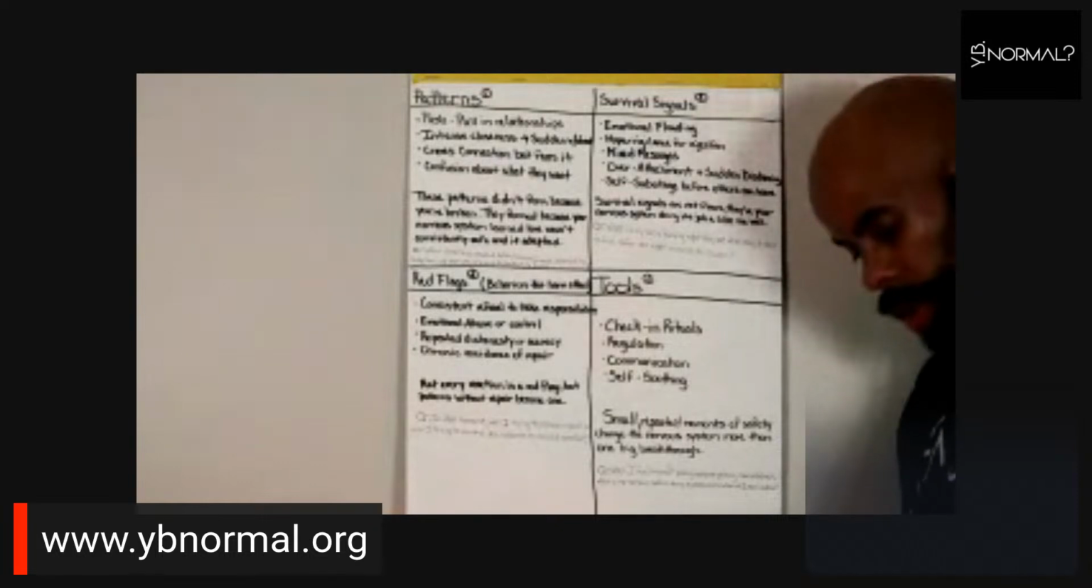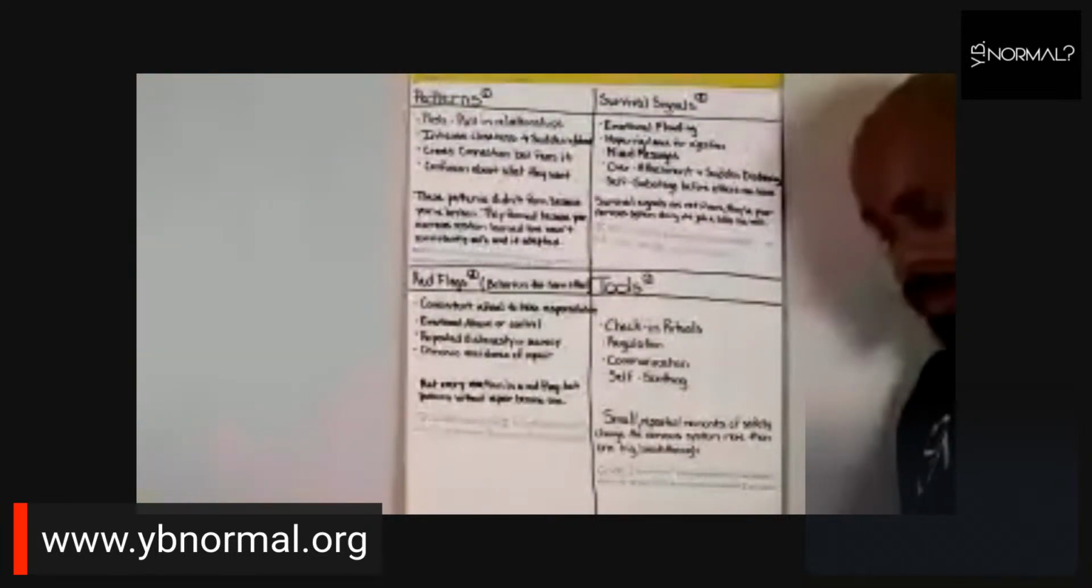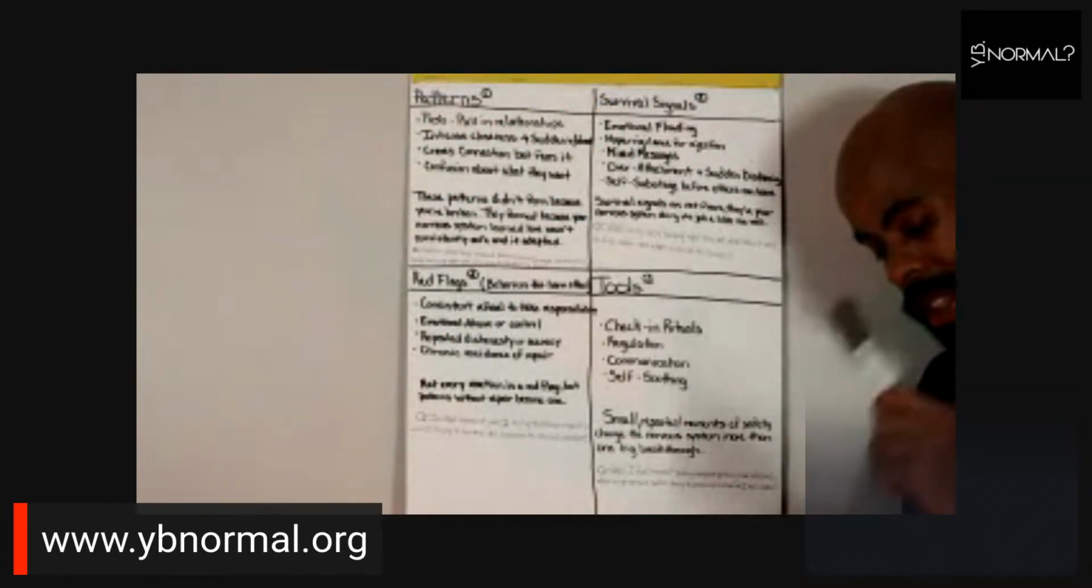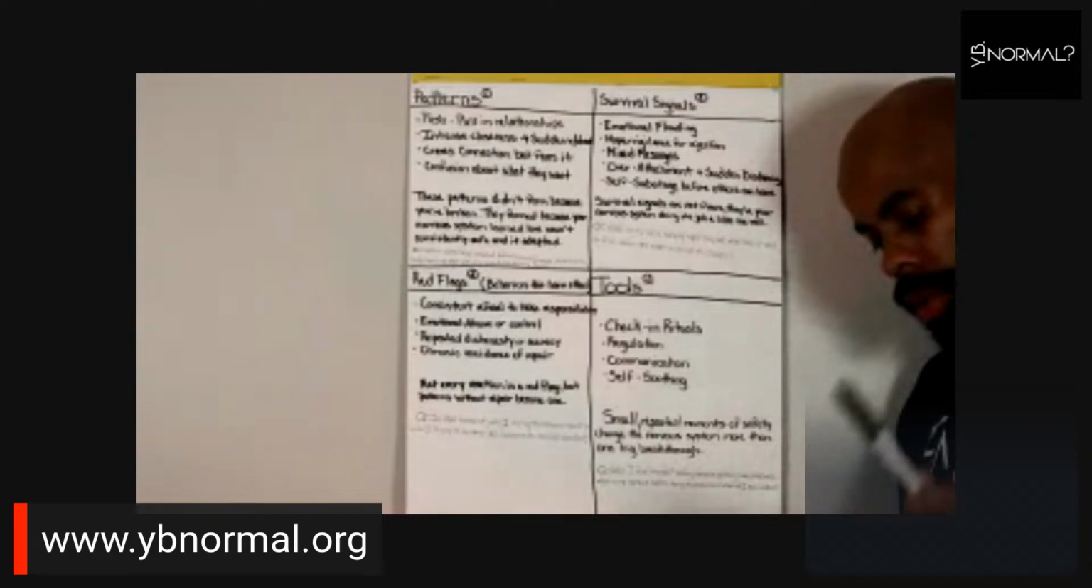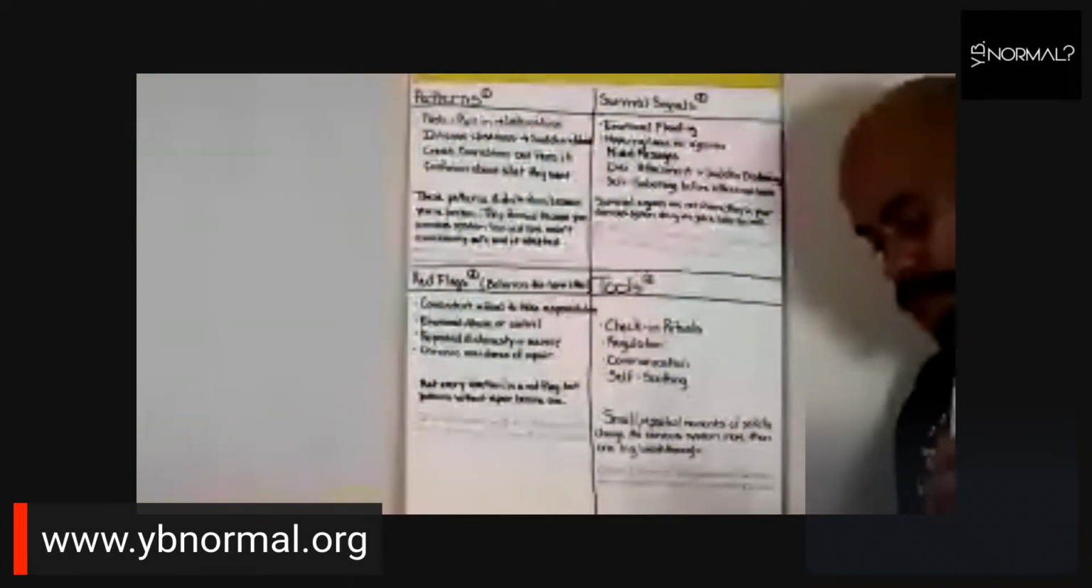Okay, so why does this happen? Closeness feels safe until it triggers vulnerability and fear. What feels like inconsistency is actually a nervous system searching for safety. I'm going to say it one more time, a little bit slower. What feels like inconsistency is actually a nervous system searching for safety.